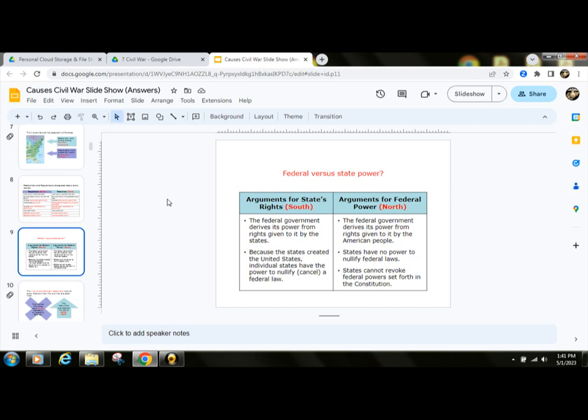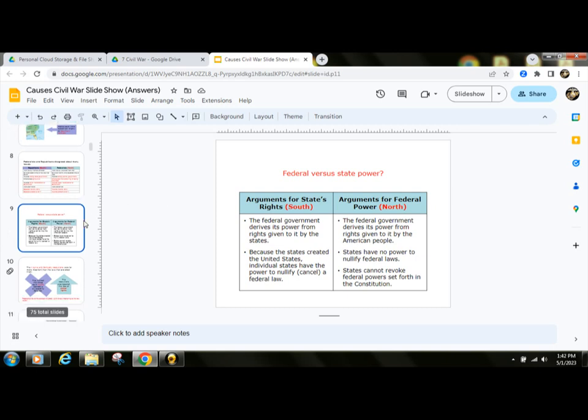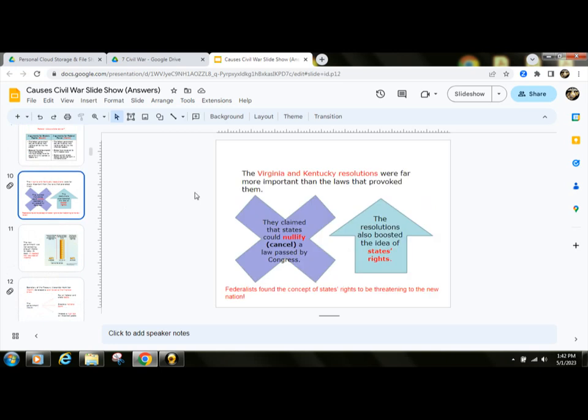In the North, arguments for federal power: the federal government derives its power from the rights given to it by the American people. States have no power to nullify federal laws, that means cancel, and states cannot revoke any kind of federal power set forth in the Constitution. So once again, you have the North and the South disagreeing over the Constitution.